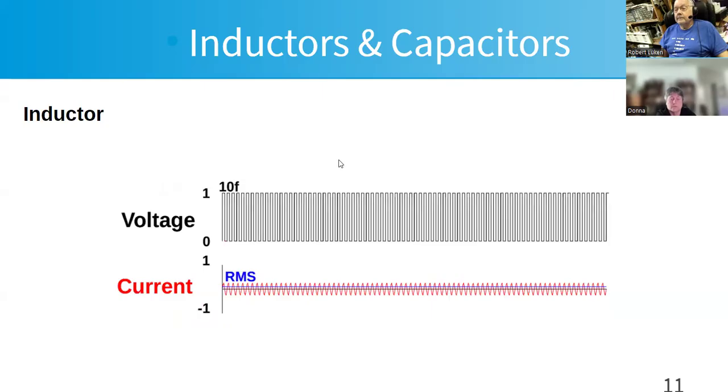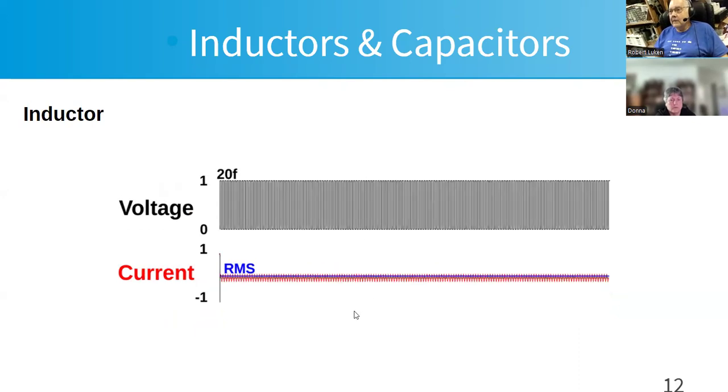Now I'm going to go up 10 times. Boy, we're not charging much at all. And you see our RMS is way down, and the current going through that inductor is very small. I'll go 20 times, and it's still there, but extremely small. That's how an inductor works with an alternating current.